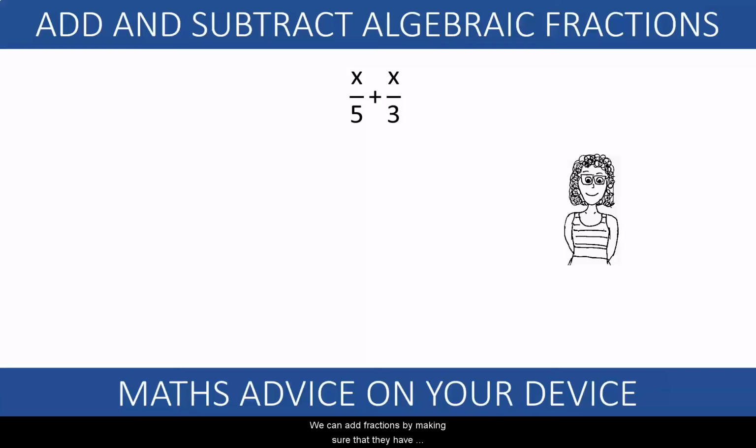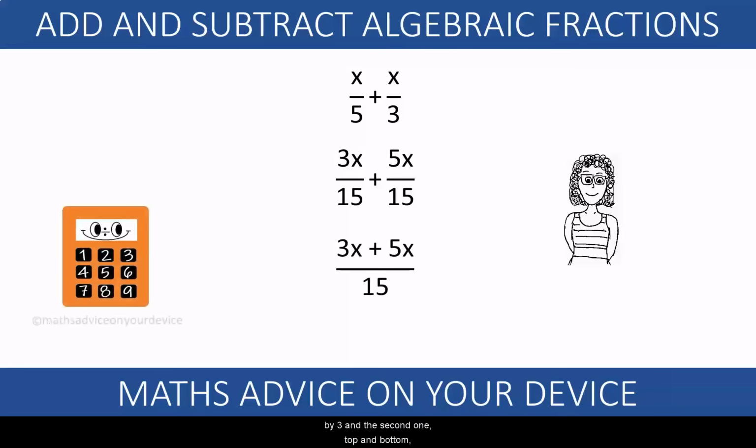We can add fractions by making sure that they have the same denominator. So what do we do? We multiply the first top and bottom by 3 and the second top and bottom by 5. 3x plus 5x makes 8x, and we leave the denominator as it is.